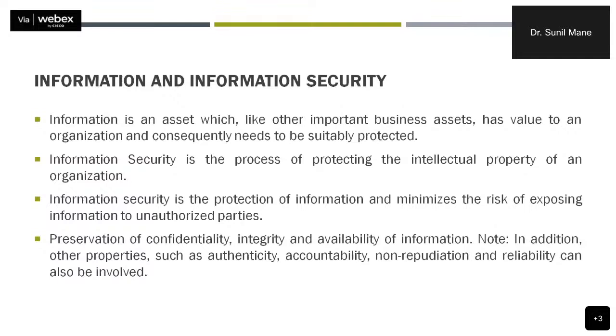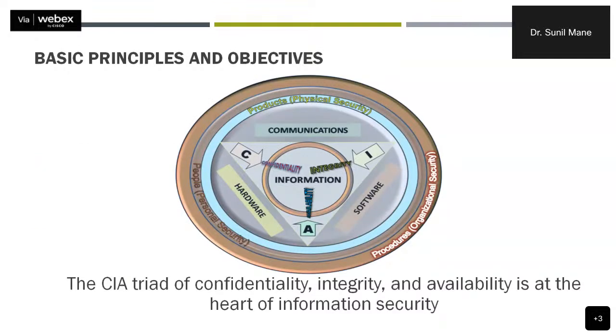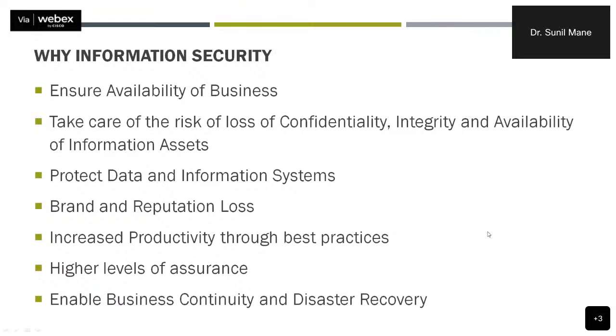Information security is the process of protecting the intellectual property of an organization. Its job is to protect that information. The protection of information minimizes the risk of exposing it to unauthorized parties. There are issues like confidentiality, integrity, and availability of the information, which have to be addressed by some means so that we can have a proper information security system in our organization. You might have heard about the CIA triad, which is confidentiality, integrity, and availability, and also authenticity or authentication. This is basically the heart of information security. These are only the representative security services, but there are some more as well. We'll talk about that.